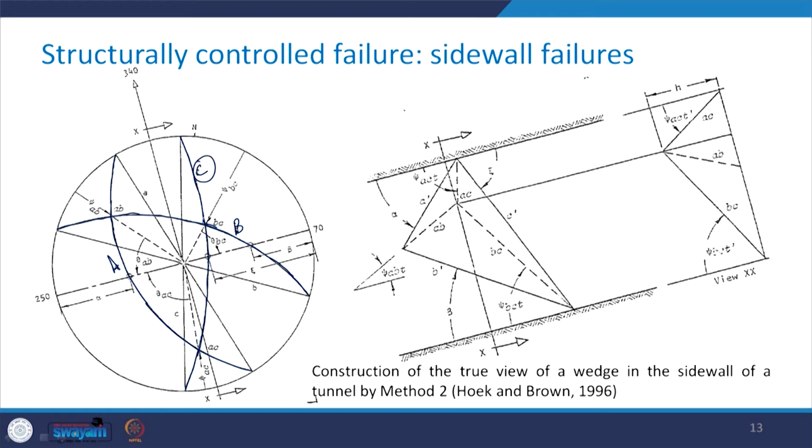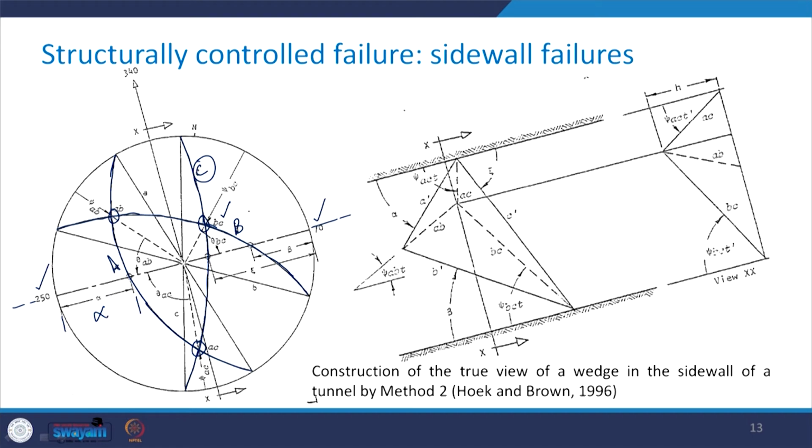B and C intersecting here, so this point is being represented by BC. This is AC and here this is AB. Now how to determine these apparent dips? You see that the tunnel axis is running in this direction, 250 to 70 degrees. So wherever this intersects this great circle A, this angular distance is alpha.